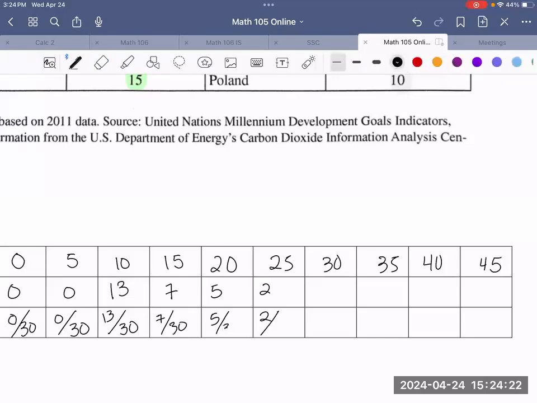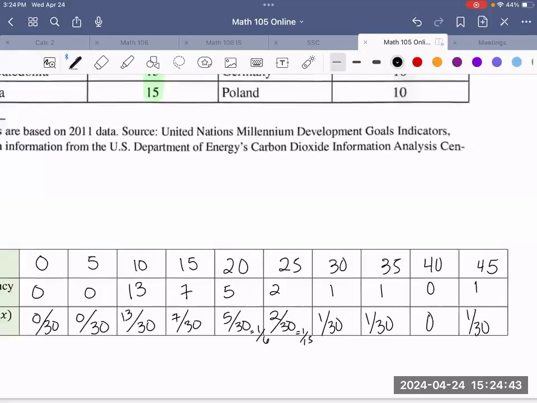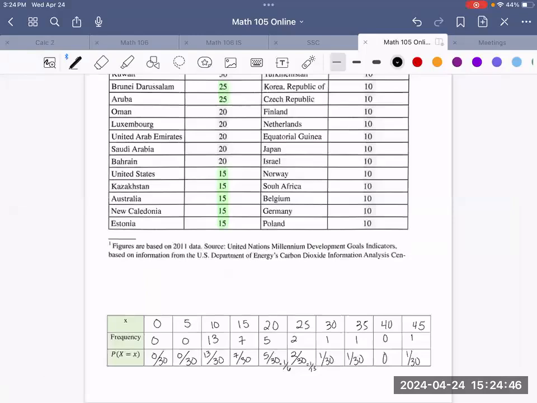30, 30, 30, 1 out of 30, 1 out of 30. And if you want to reduce your fractions, you certainly can. 1 out of 15, 1 out of 6. I think that's all that reduces. Correct. So if this is your probability distribution, right? You've calculated it, you did all that hard work.